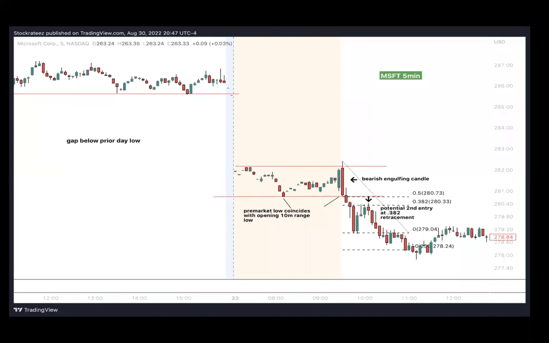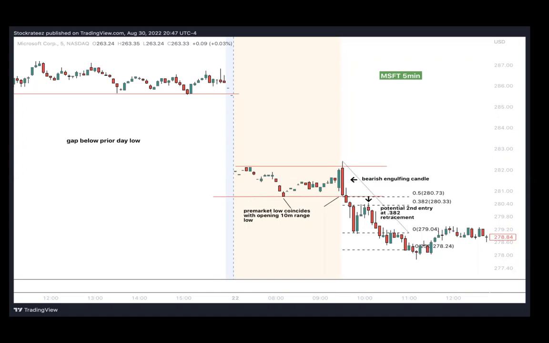All right, so let's look at another example. This is the Microsoft 5-minute chart. So we have the prior day low, and we actually gapped below. See this gap in pre-market? The shaded area, that's all pre-market action. So we gapped below, so we know that the wind is with us. So we're going to be looking for sells.